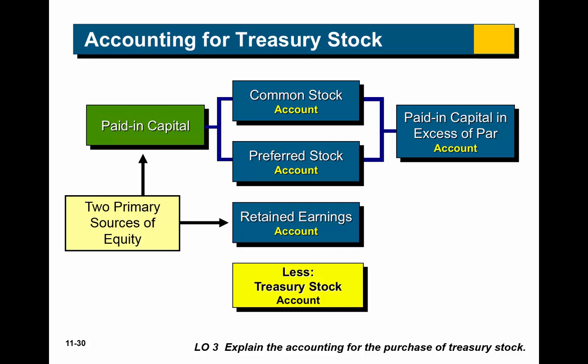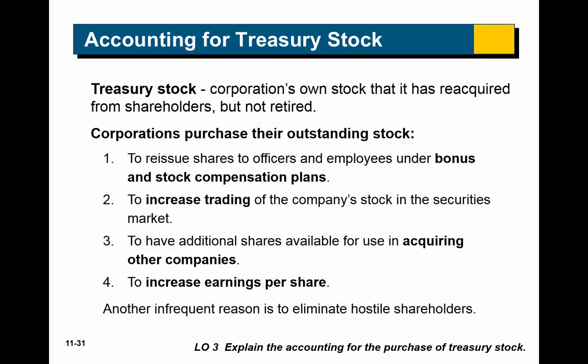Sometimes we buy it back for other reasons too, like maybe we want to give our employees some shares of stock as part of their compensation package. Anyway, there's a number of reasons we do that, and there they are. So treasury stock is a corporation's own stock reacquired from shareholders, but not retired. And retired means where we just get rid of it, so there are fewer shares outstanding.